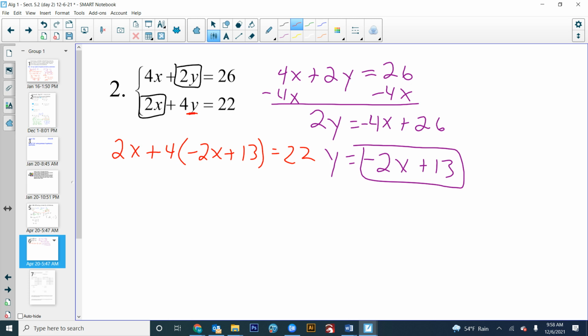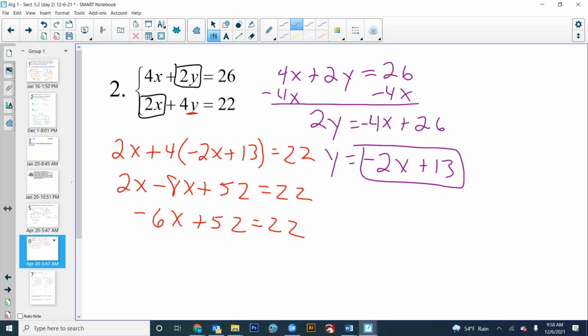Dorian, what do you think now? Why don't you distribute the 4 for me? So I got 2x plus, or what? Minus 8x plus 52 equals 3. Nice job. Keep going. Combine like terms, what do you get? Negative 6x plus 52 equals 22. Keep going. Subtract 52 from both sides. What do you get? Negative 30.